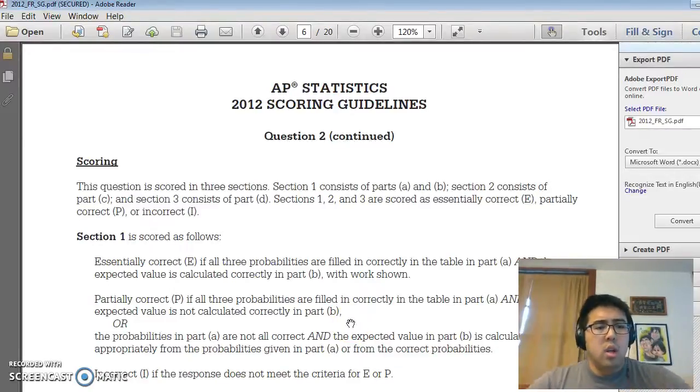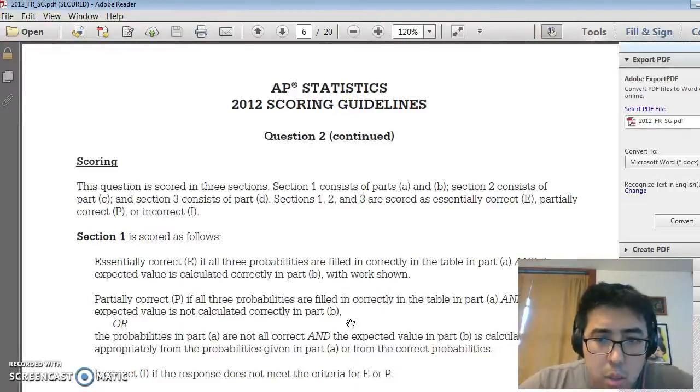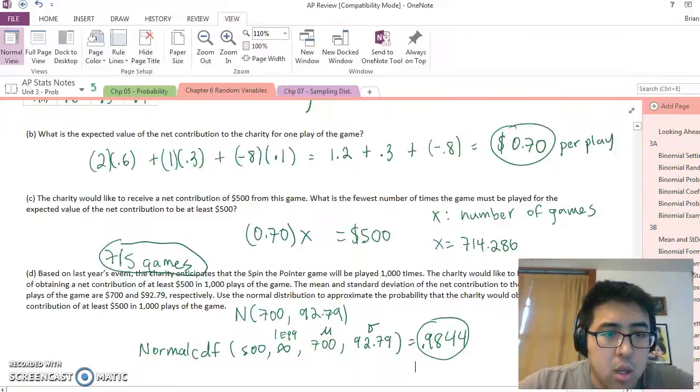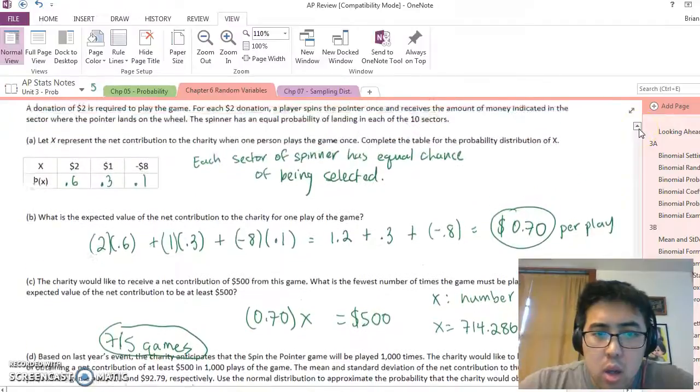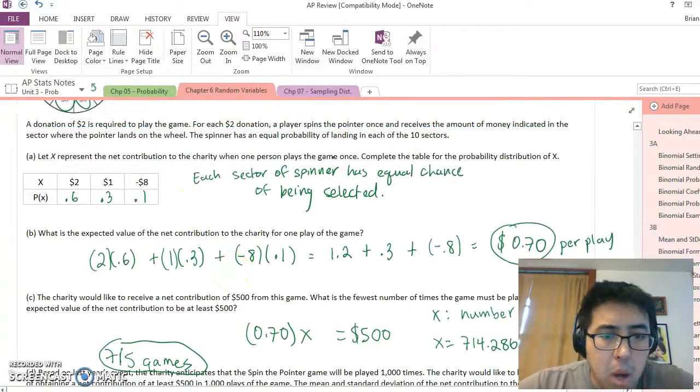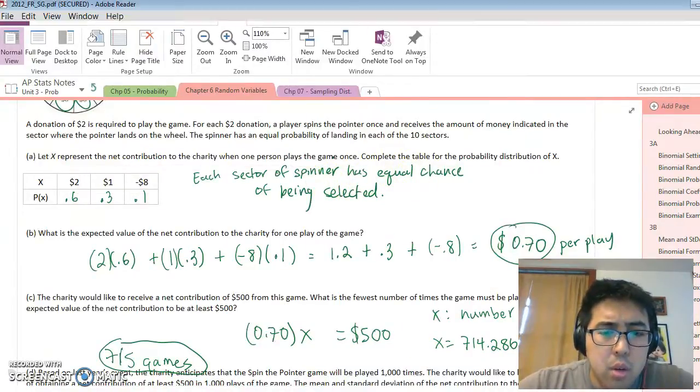So section 1, it says, essentially correct if all three probabilities are filled in correctly in the table in part A, and the expected value is calculated correctly in part B with work shown. Okay, so we're okay even without the justification in part A. So if we look at this, right, expected value is calculated correctly, and the probabilities are filled in correctly. I don't think that this phrase is necessary, but I'm always wary about stuff like that.